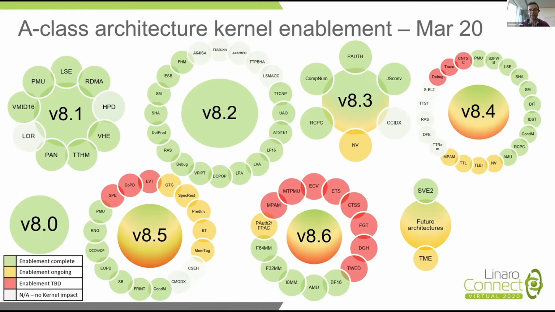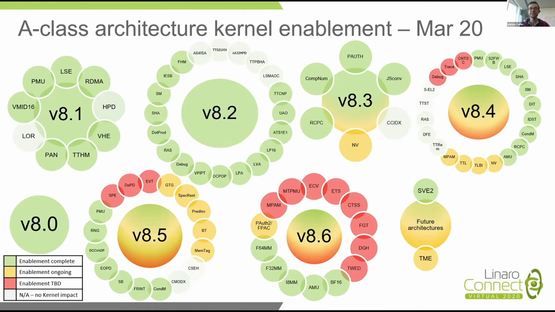The color scheme is pretty simple. Green is for features that are already merged in the kernel. Yellow, or light orange, is for features which are ongoing, usually on the list. And red, or light red, is for features which are not currently in the works, are under internal investigation or analysis, TBD, let's say. Light gray is for features where we believe there is nothing to be done in the kernel, so they are not applicable in the kernel. So this was the picture in March.